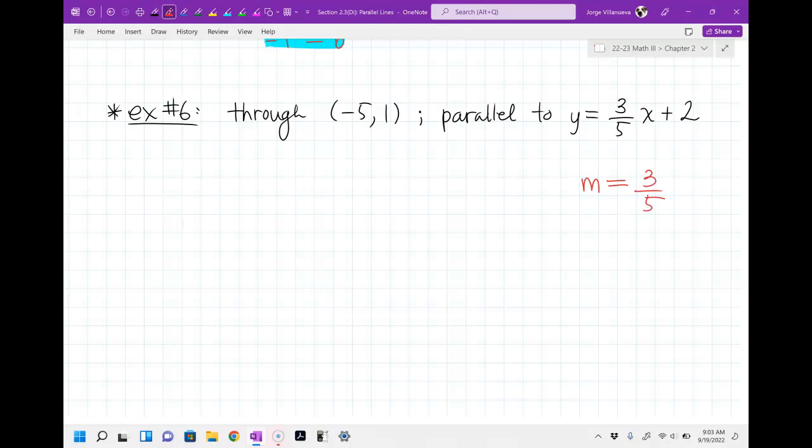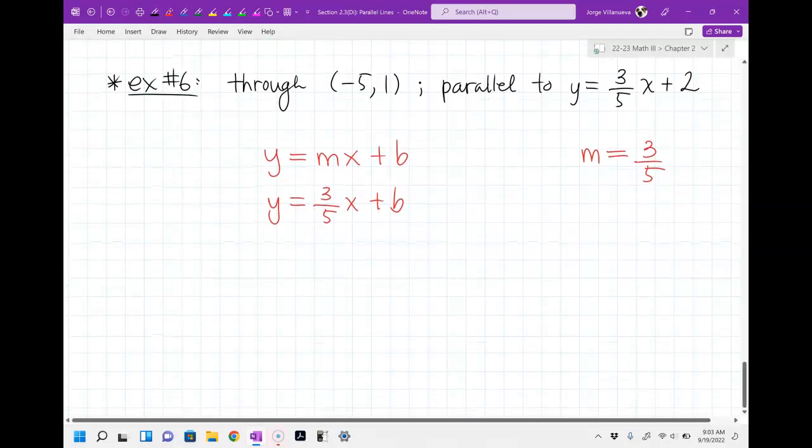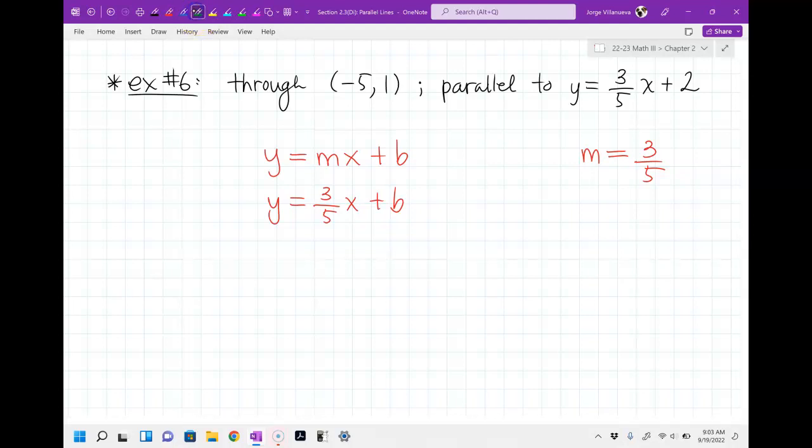So now I know that my new equation has to have the same slope, right? So I'm going to write y equals mx plus b, and m is 3/5. Okay, so far so good. I haven't done anything wrong, nothing too difficult. I'm just doing what they want me to do, write it in slope-intercept form. Now I get to plug in my numbers to solve for b. So this is x, this is y. All right, so my y is 1, equal to 3/5 times negative 5 plus b.